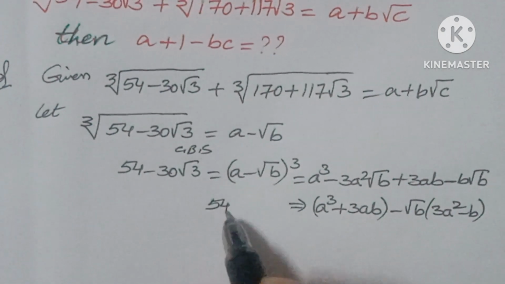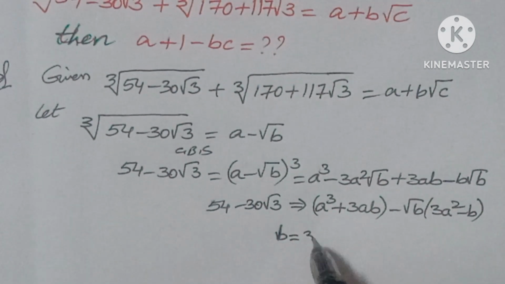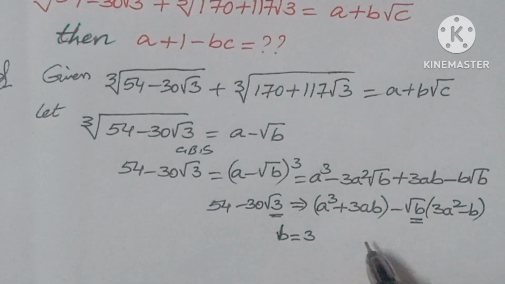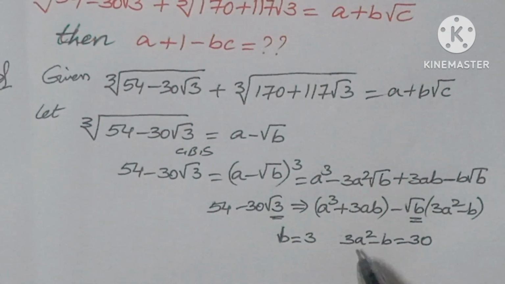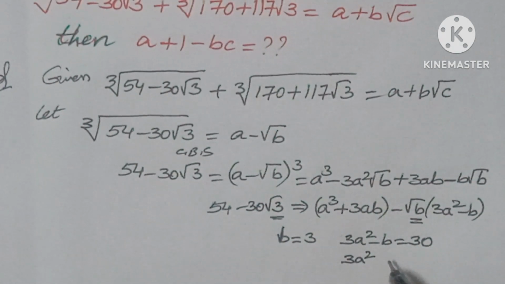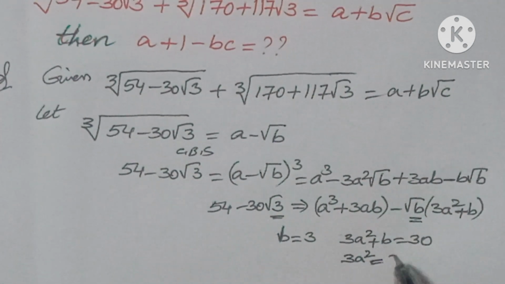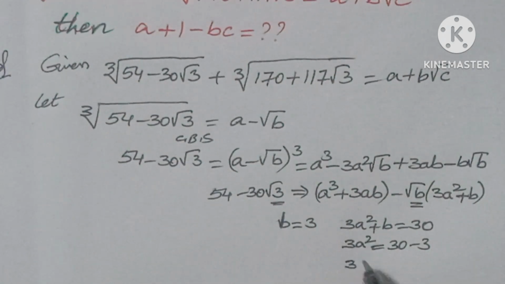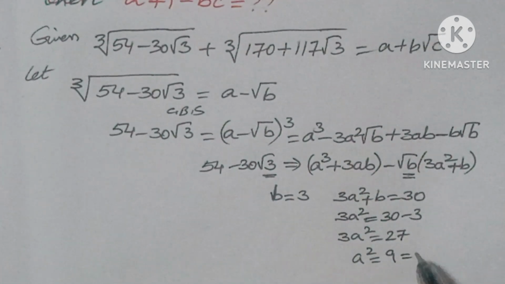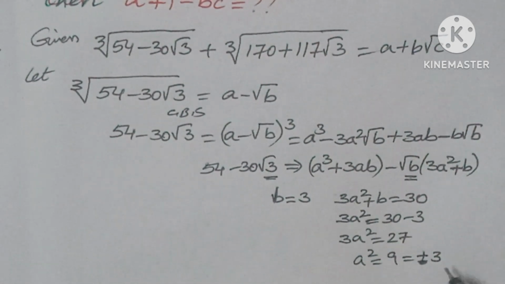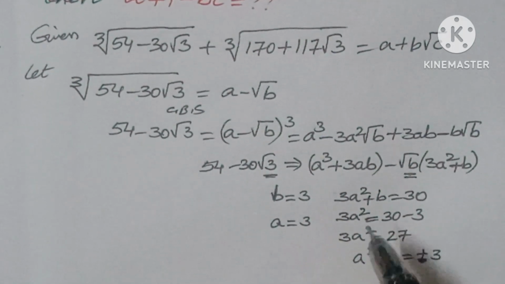If you compare this with 54 minus 30 root 3, here we get the b value 3. Now substitute this value in 3a square plus b equals 30. So we get 3a square is equal to 30 minus 3, which is 27. A square is equal to 9, that is plus or minus 3. We are taking only the positive value. So here the a value is 3 and the b value is also 3.